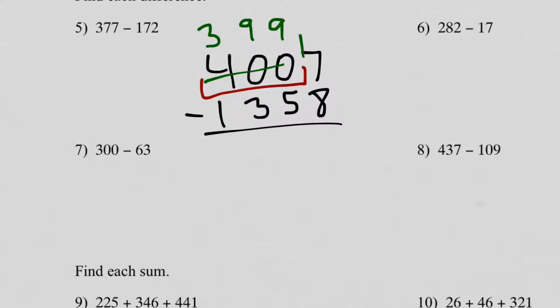So 17 minus 8, well, 9 and 8 make 17, so that's what's left over. 9 minus 5 is 4.